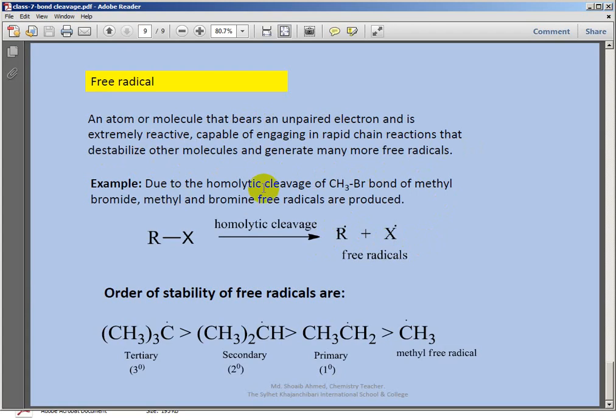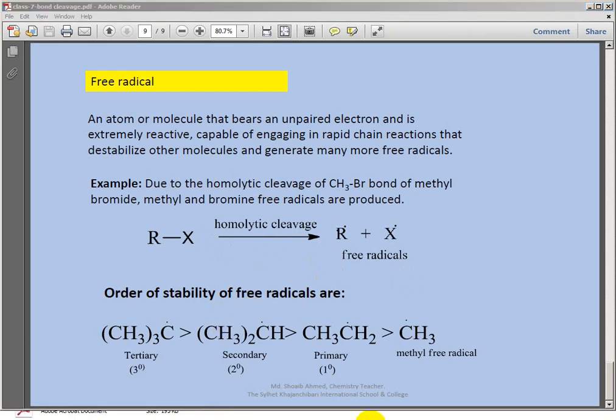This is a free radical. Due to homolytic cleavage of this bond of methyl bromide, methyl and bromine free radicals are formed. Order of stability of free radicals: tertiary free radicals are more stable than secondary, than primary, than methyl free radicals. So the first topics are done: carbocation, carbanion, free radicals.